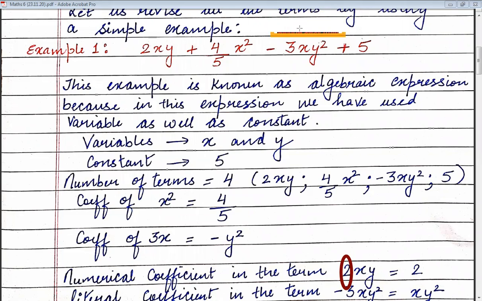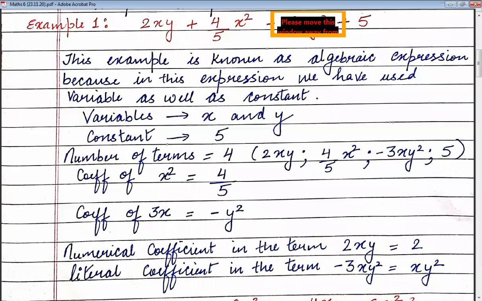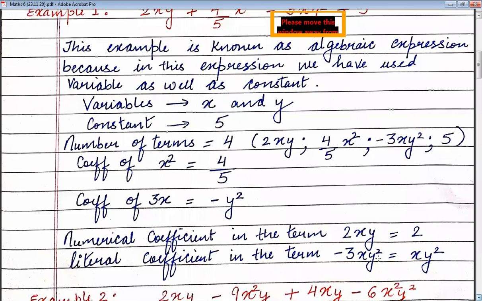Now the next one is to find the literal coefficient in the term minus 3xy square. Students, literal coefficient means only the variables. So what are the variables in this term? They are x, y square. So the literal coefficient in this term is xy square.